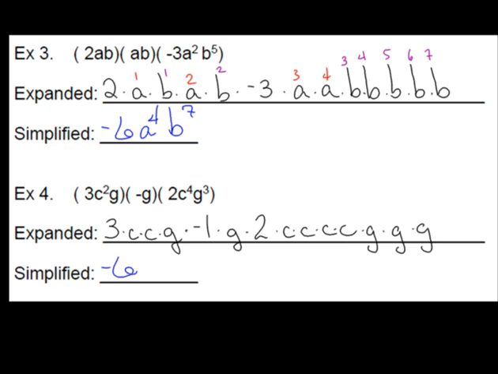I go gather up my c's. There is 1, 2, 3, 4, 5, 6 c's. So c to the 6th power. And then my g's, there's 1, 2, 3, 4, 5 of them, which gives me g to the 5th power. Multiplying monomials, we're looking at their expanded form.